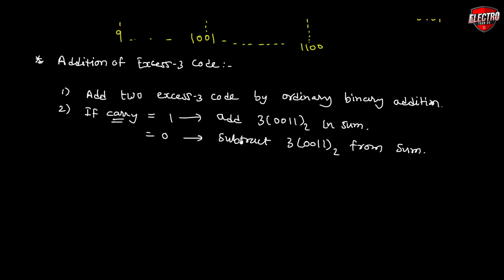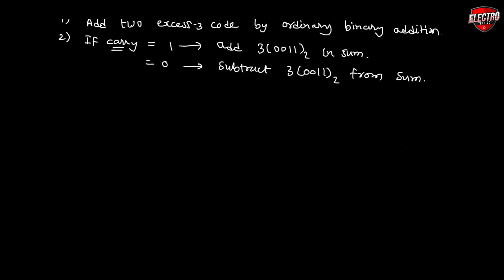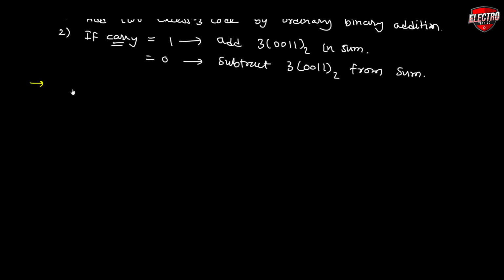Let us check with the help of an example. For example, we have two decimal numbers, 8 plus 6, and we have to perform the addition of these two decimal numbers with the help of Excess-3 code. So let us first convert the decimal numbers into BCD code. The BCD code for 8 is equal to 1000, and the BCD code for 6 is equal to 0110.